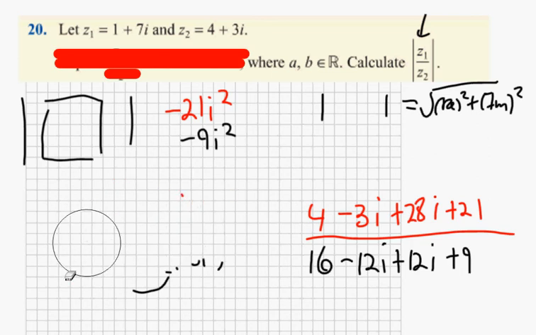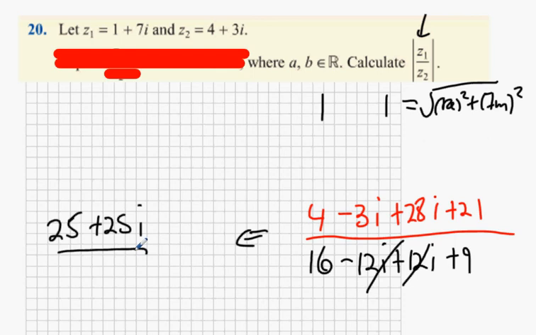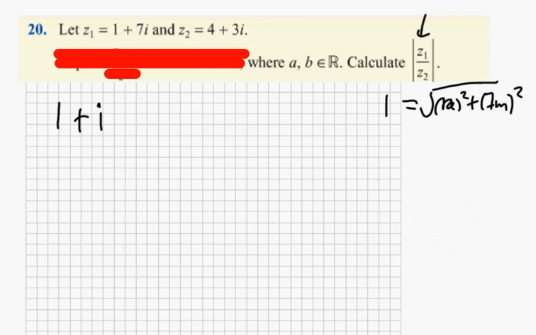Now, get rid of that there. Now, just going to work it back this way. 4 plus 21, 25. 28 minus 3, 25. 16 plus 9, 25. 25 divided by 25, 1. 25i divided by 25, 1i. Now and only now can I get the modulus.